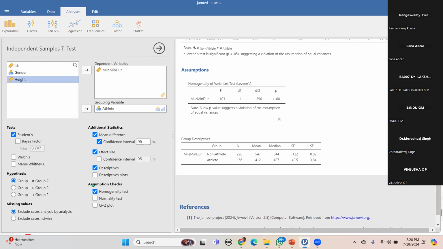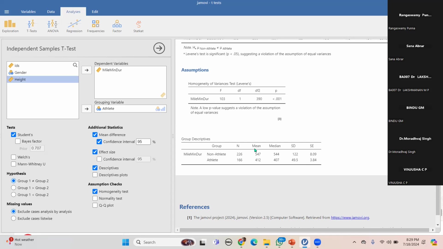Let me see, are there any missing values? Okay, now 226 plus 166, we got 392, around 392 people. This is the total number of people. Out of that, 166 people belong to the athlete category and 226 people belong to the non-athlete category. So this is a basic overview a researcher has to provide before talking about statistical results.